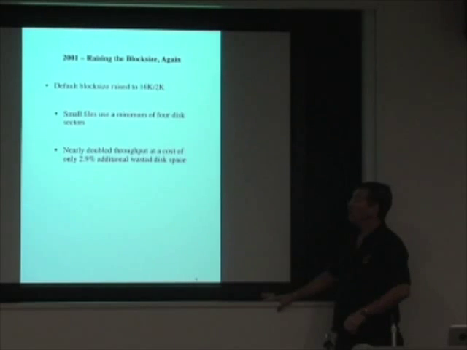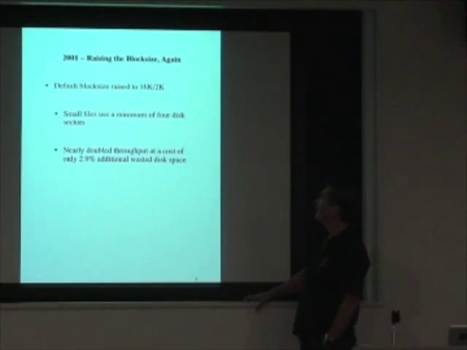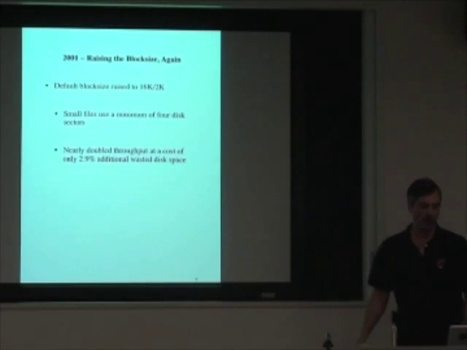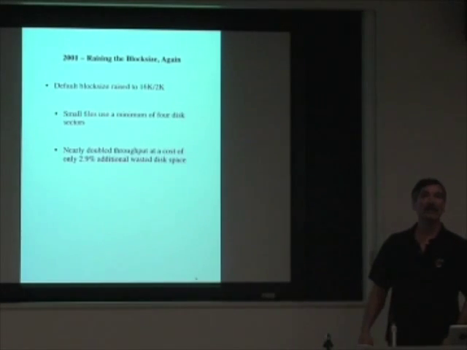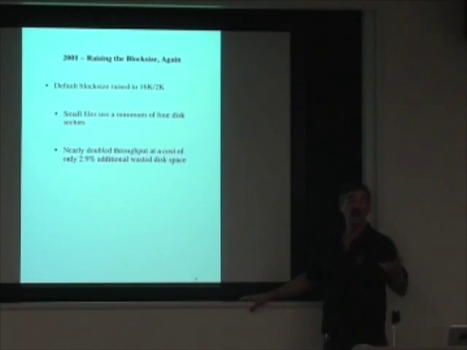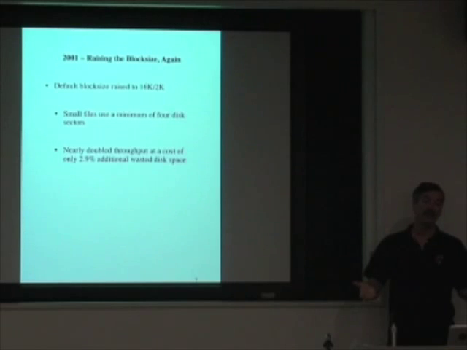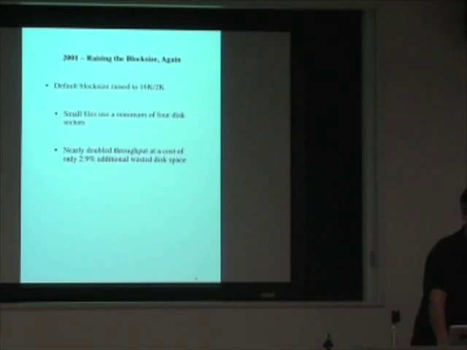All right, so by 2001, disks kept getting bigger, and so we decided to raise the default block size to 16 kilobytes with 2 kilobyte fragments. We now use a minimum of 4 sectors for even tiny files. Again, it nearly doubled the throughput, but at a cost of about 3% additional wasted disk space. Again, disk capacities are growing so quickly that increasingly the problem isn't the amount of space on the disk, but just that you can't get to all the data that's on there fast enough. There's a lot of really active file systems where they'll deliberately put in lower capacity, faster disks, just so they can get to the data. So wasting a little extra space to make things go better seemed like a no-brainer.